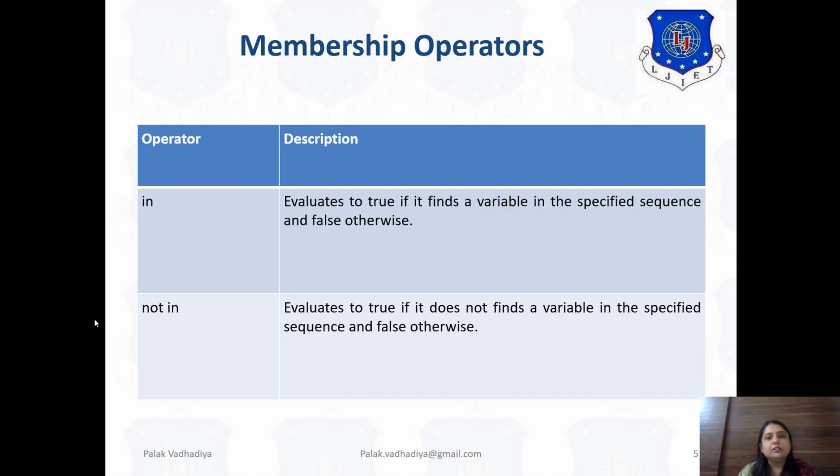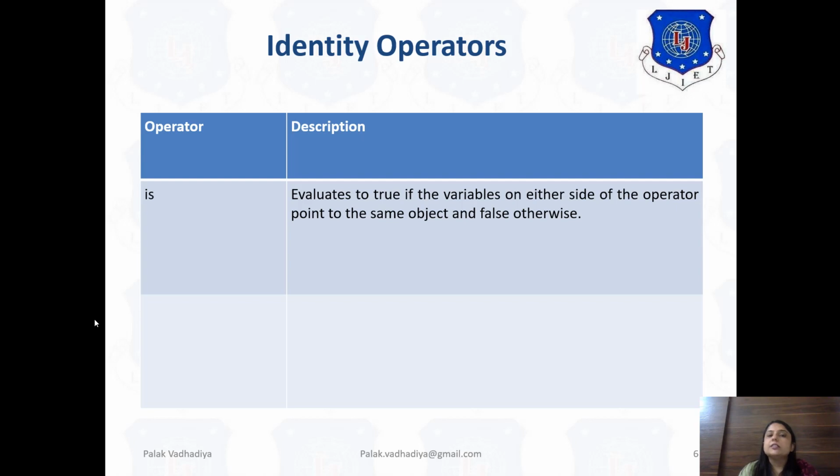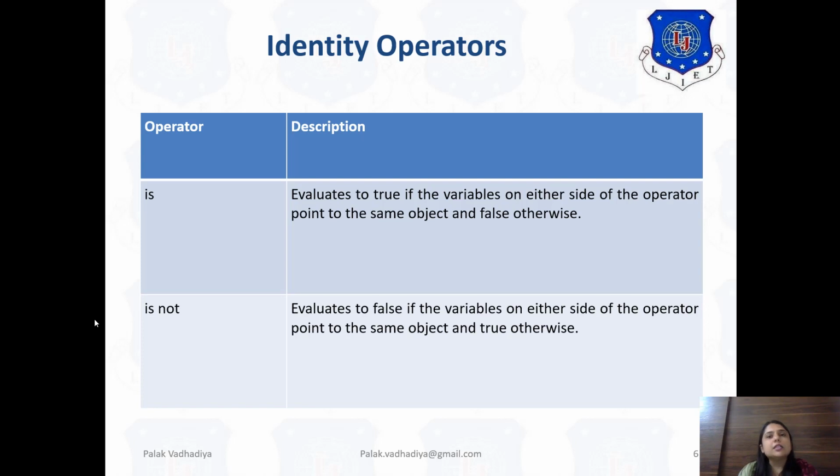Alright. The next is the identity operators. The first is IS. It evaluates true if the variables on either side of the operator point to the same object and false otherwise. Next is IS NOT. It evaluates false if the variables on either side of the operator point to the same object and true otherwise. Let's see practically how this happens.